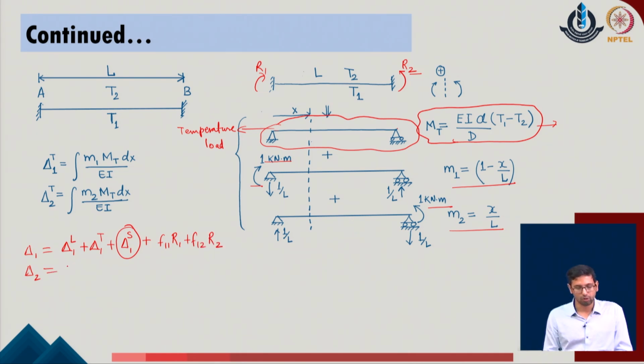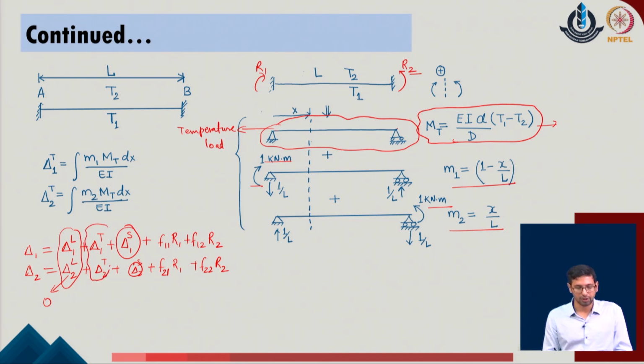In the same manner, I can go with the second, and I can describe this as delta 2 with respect to the load, delta 2 with respect to the temperature, delta 2 with respect to all secondary effects of the given system, plus f of 2 into R1 plus f of 2 into R2 for the given problem. Now, with respect to the loading components corresponding to the direct load, we can consider that as there is no direct load active on the given system, these components are 0.